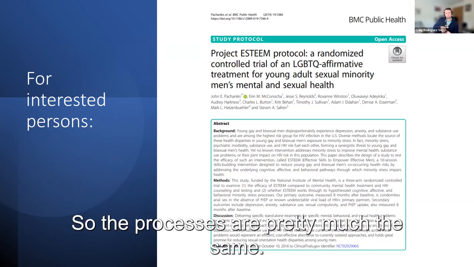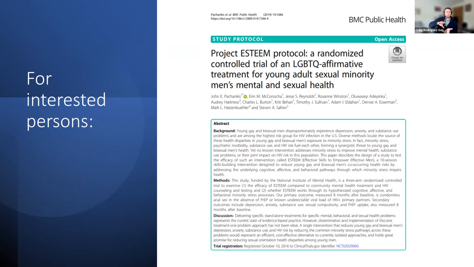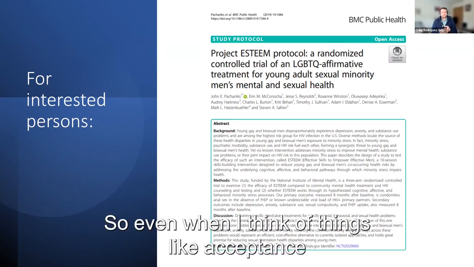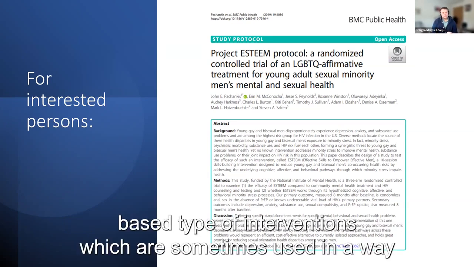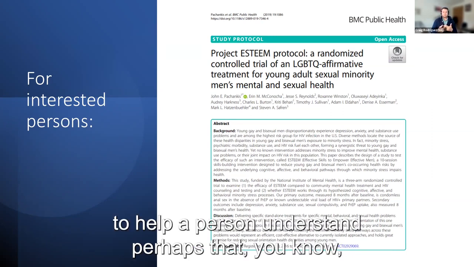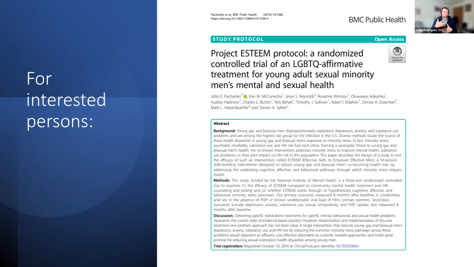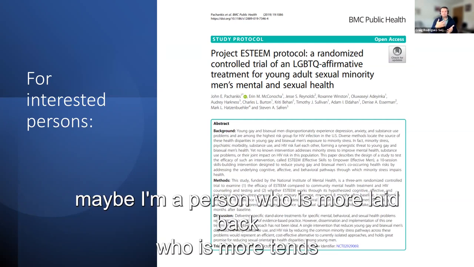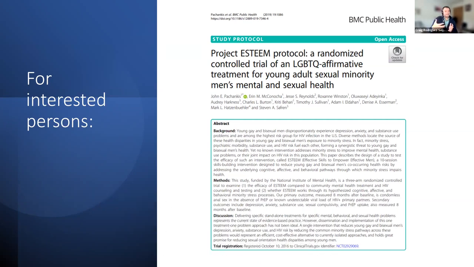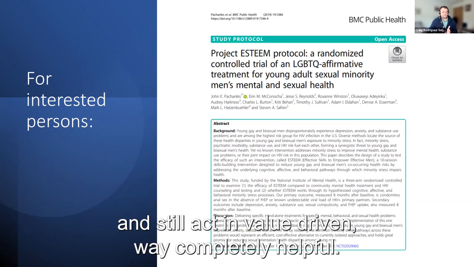So the processes are pretty much the same, but the way of approaching them shifts a little bit. The language changes a bit. So even when I think of things like acceptance-based types of interventions, which are sometimes used to reduce negative attributions about oneself, to help a person understand perhaps that, you know what, maybe I'm a person who's more labile, who's more tense in experiencing negative emotions, and I can accept that and still act in value-driven ways.